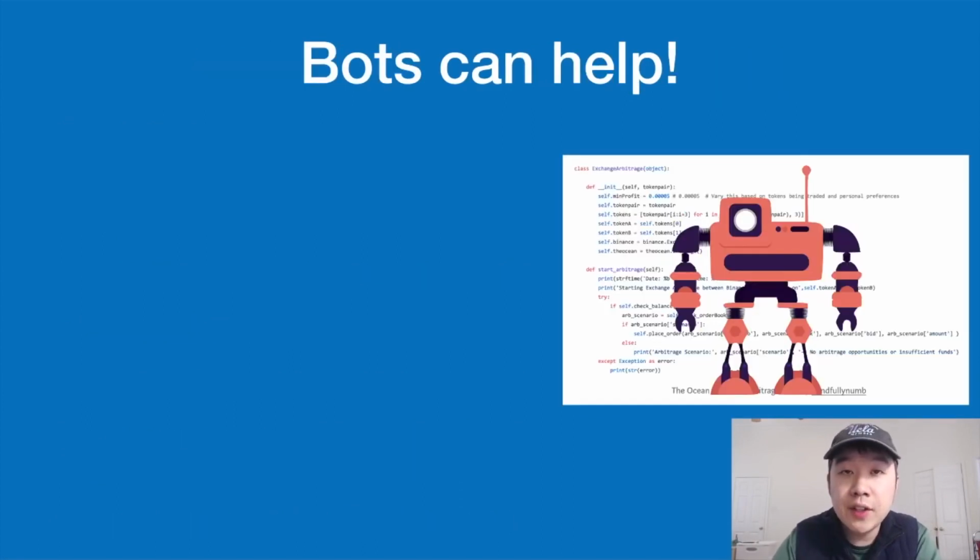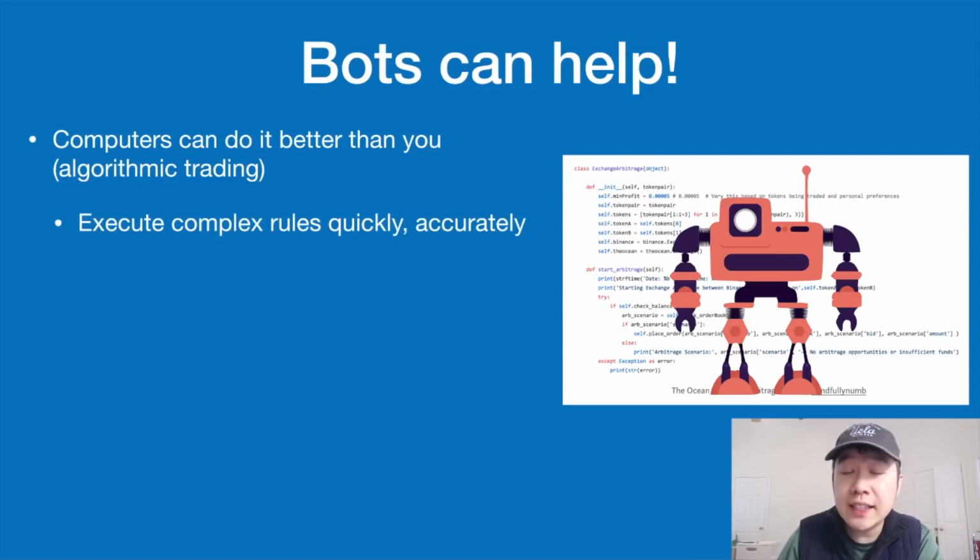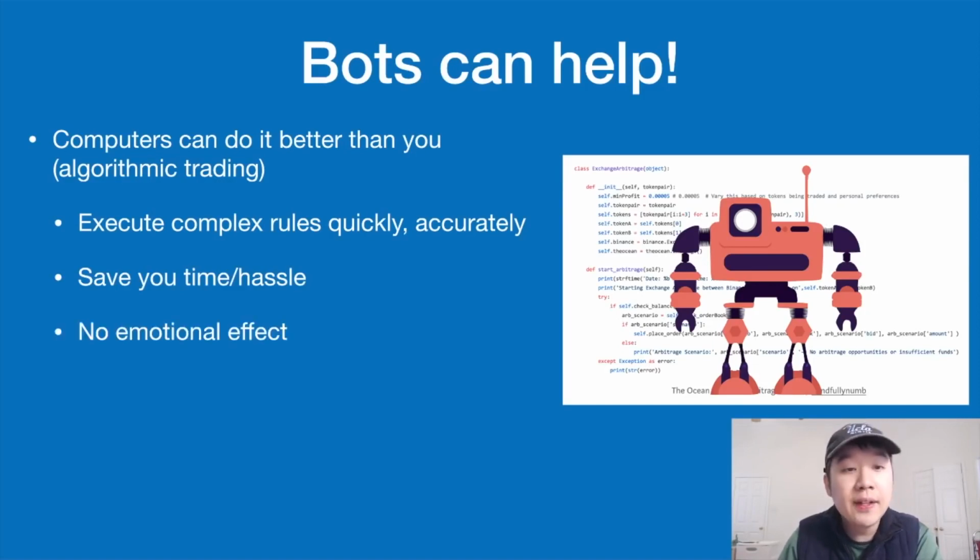So bots, if you haven't heard of them, are a big part of arbitrage too, and they can help, because computers honestly can do this better than us when it comes to algorithmic trading. They can execute complex rules quickly and accurately, and save you time and hassle so you don't have to sit at your computer all day looking for opportunities and manually executing them. Also, they aren't prone to emotional effects. If it's coded properly and has safeguards in place, then it will follow that to a T and won't be like you, panic selling or panic buying, for example.